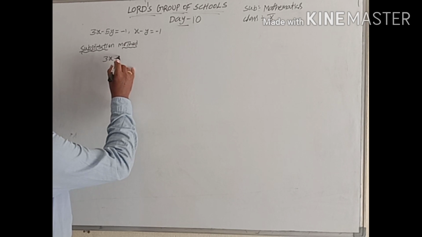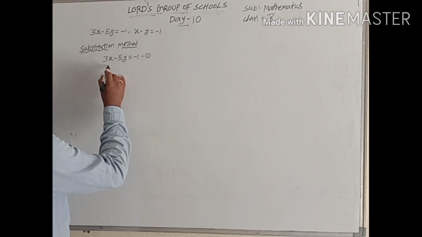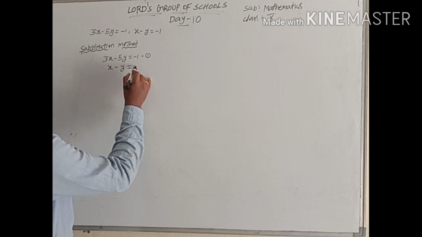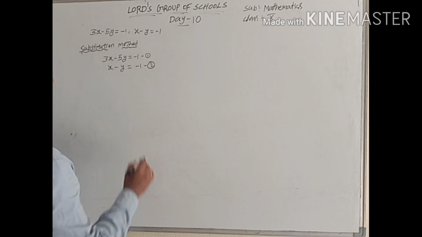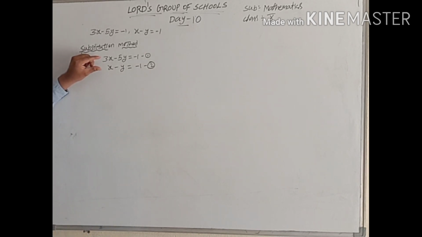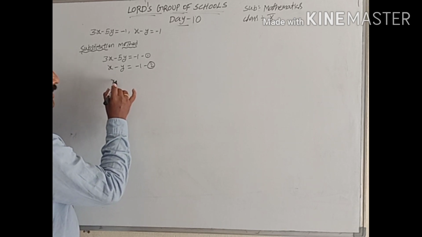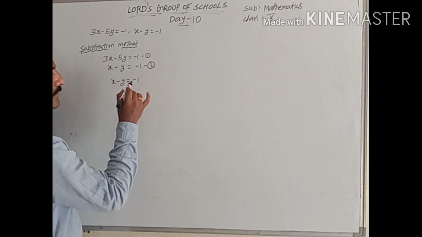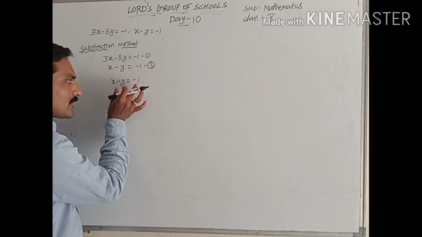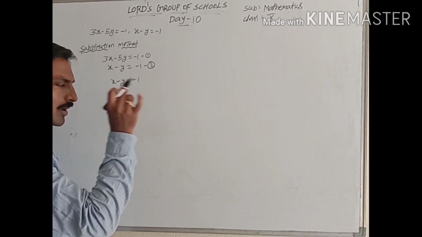3x minus 5y is equal to minus 1, equation 1. x minus y is equal to minus 1, equation 2. In the substitution method, given two equations, you have to select any one equation. It is your wish. Now I am selecting the second equation, x minus y is equal to minus 1. From the selected equation, you have to write the subject as x or y.